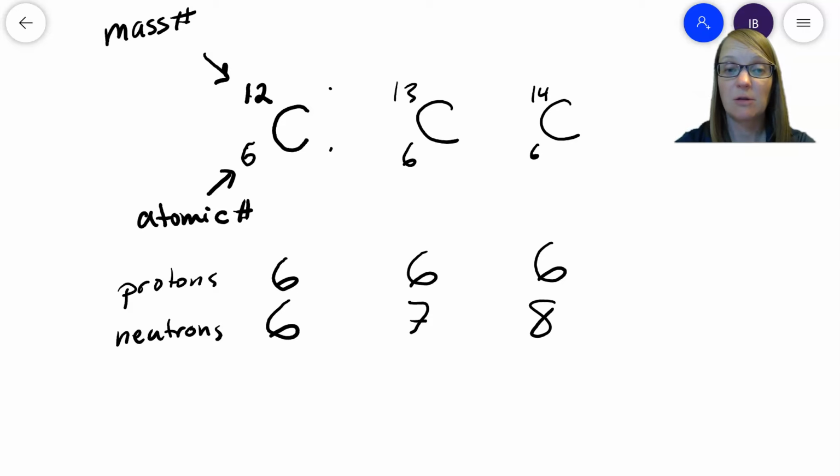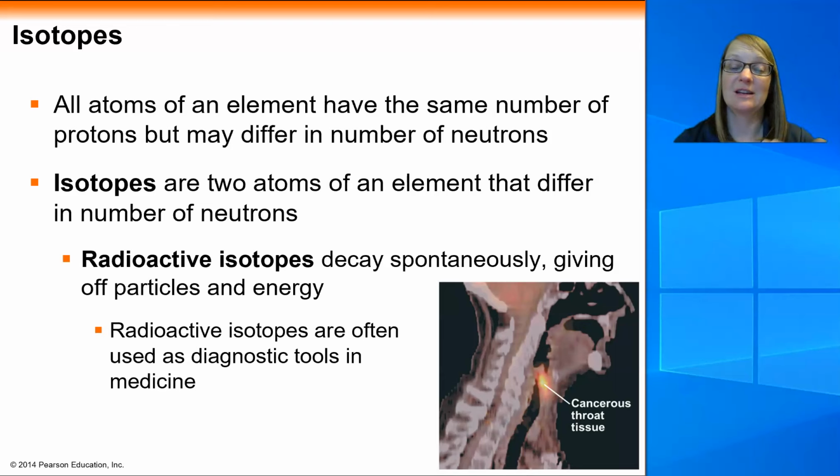Now, these 3 atoms of carbon, carbon 12, carbon 13, carbon 14, are called isotopes. Isotopes are 2 atoms of an element that differ in the number of neutrons. So you can compare carbon 12 to carbon 13. Those are isotopes. 12 to 14, isotopes, etc.